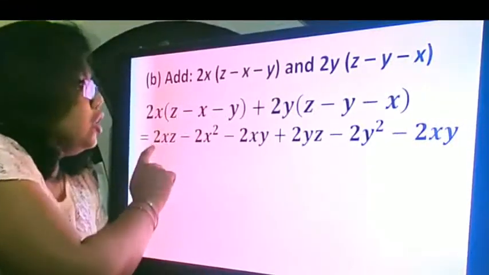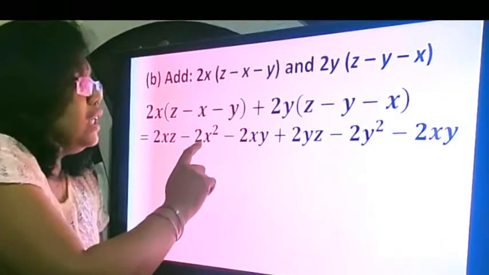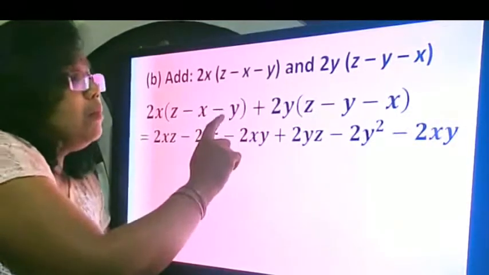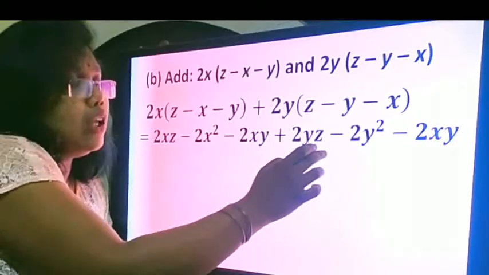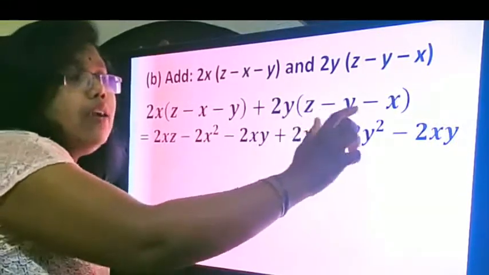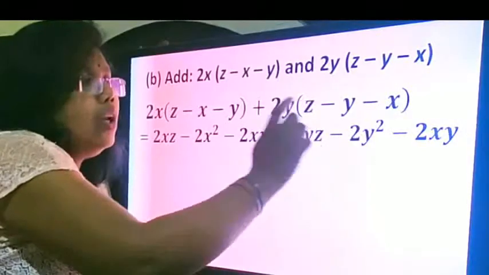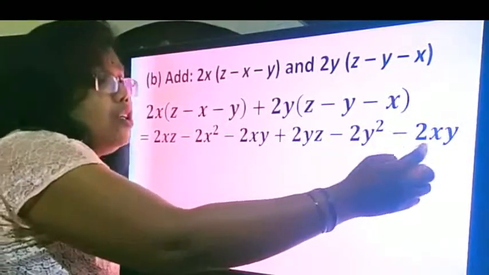2x multiplies z, so 2xz. 2x multiplies x, minus 2x squared. 2x multiplies minus y, minus 2xy. 2y into z, 2yz, plus 2y into minus y, so minus 2y squared, 2y into minus x, minus 2xy.